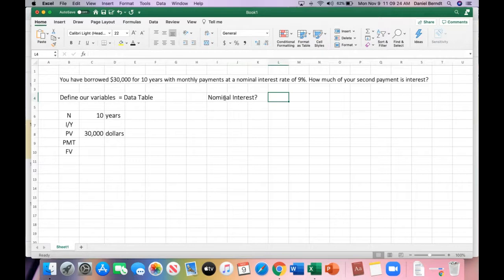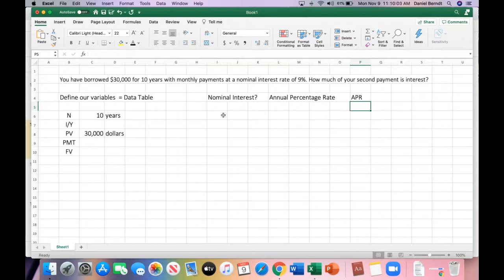Nope, it's not the best. Nominal is a fancy word for a type of interest rate being quoted relative to time. It's okay. The nominal interest rate is just another way of saying the annual percentage rate, or shorthand, APR, okay?